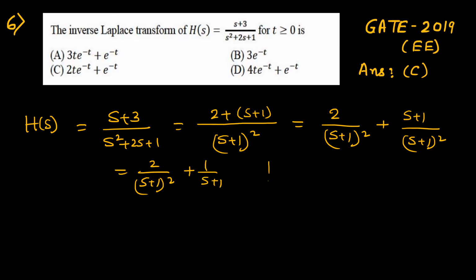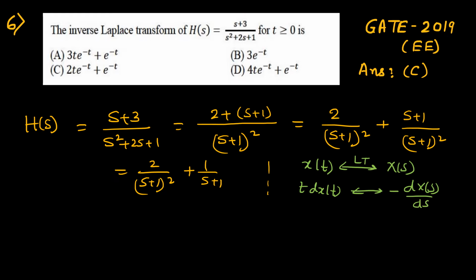Okay, now here we'll be using one more property. If x of t has Laplace transform capital X of s, then t x of t has Laplace transform simply minus dX of s ds. Okay, that you can easily prove. You can start from X of s, then take the derivative. You will see that dX of ds equals minus the Laplace of t times x of t. Okay, t times x of t only.